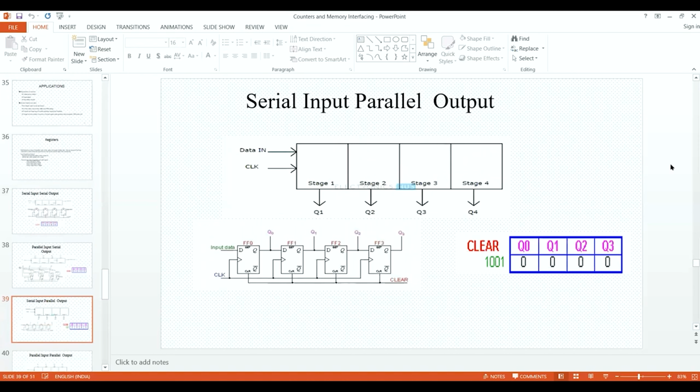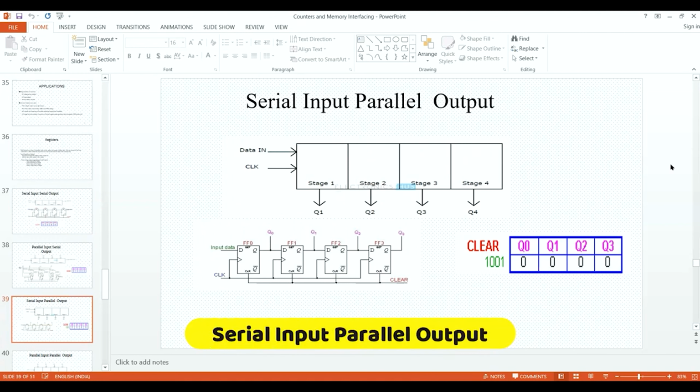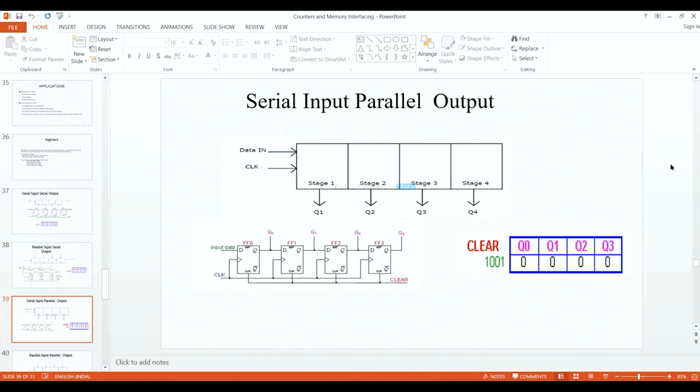Input data is taken out, and parallel output is taken from each aligned bit. So the data is transferred also, and you're taking a bit out of this: Q0, Q1, Q2, Q3. If it's 4-bit, and if it is more, the number of flip-flops can be increased. This is parallel input, parallel output.